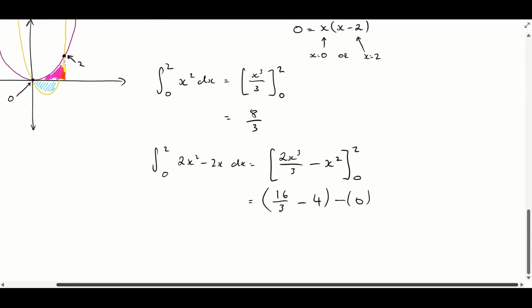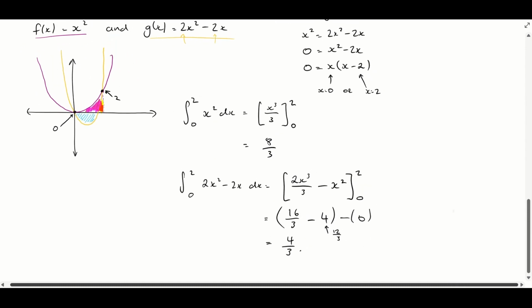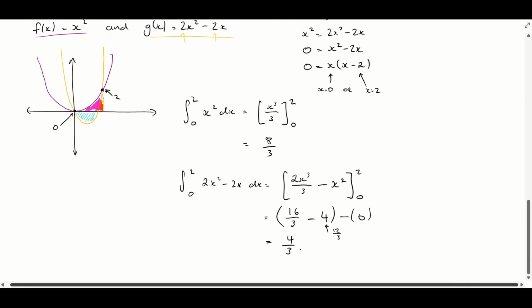16 over 3 subtract 4, well, when I do that, I just get 4/3. And you can check that. If you convert that 4 to a 12 over 3, then 16 minus 12 is just 4, so we end up with 4/3. So the total area that I have bound between these two curves is going to be the big one, which is the purple area, subtract the little one, which is the yellow area. So I have 8/3 minus 4/3, which is just 4/3.